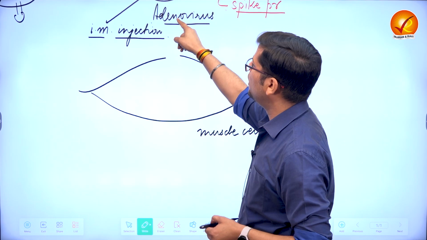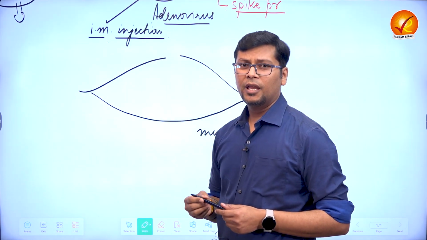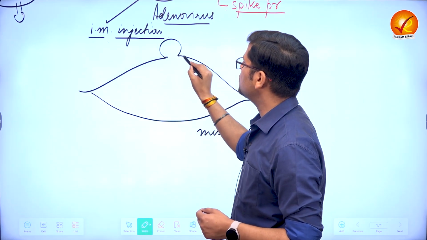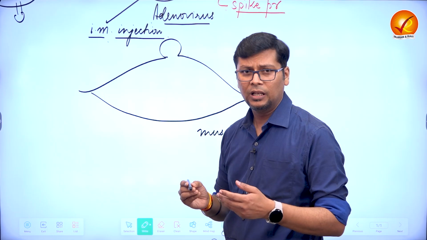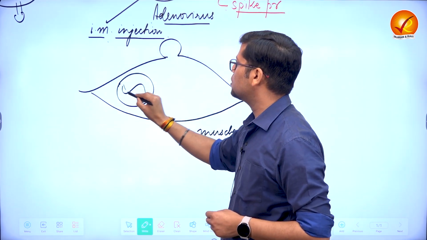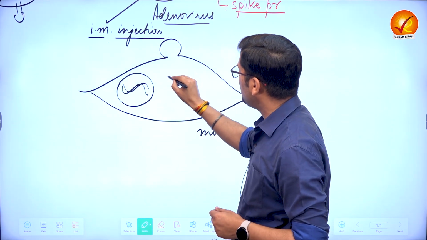Since this adenoviral formulation is given to you as an injection, imagine the virus goes and fuses with your muscle cell. Let's say this is the nucleus of the muscle cell with the DNA inside. And as it fuses, it introduces the mRNA.